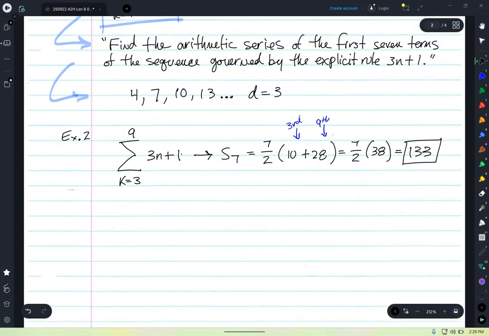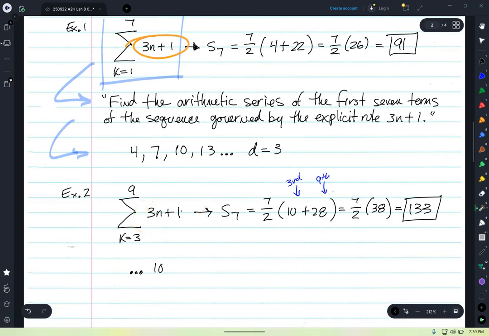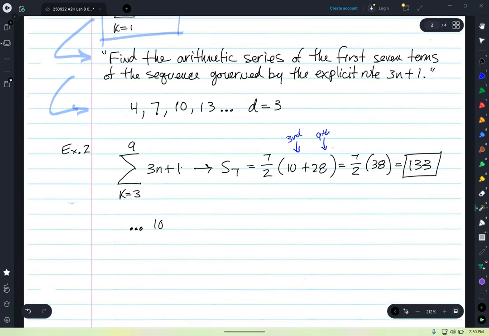Okay, so let's do this. Where does this summation problem begin? What is the third term? 10. This is the same sequence as we were doing before, right? Look, third term, same explicit rule. So then what's the next term? 13, and then what? 16.